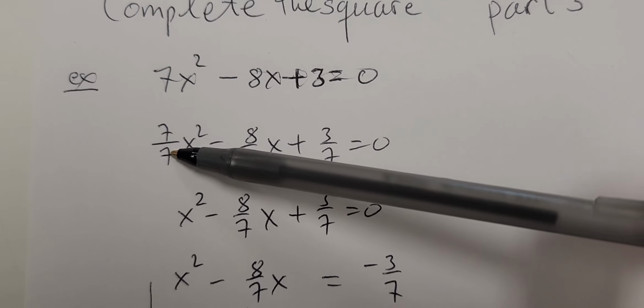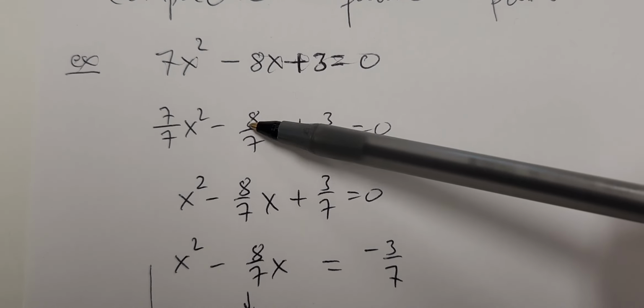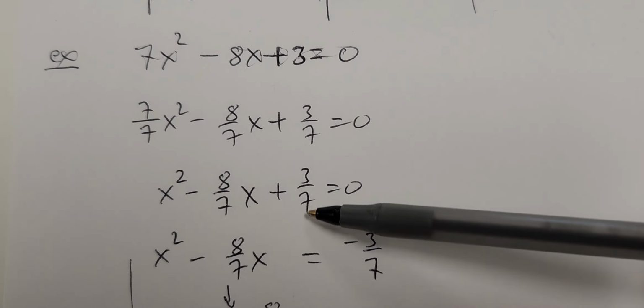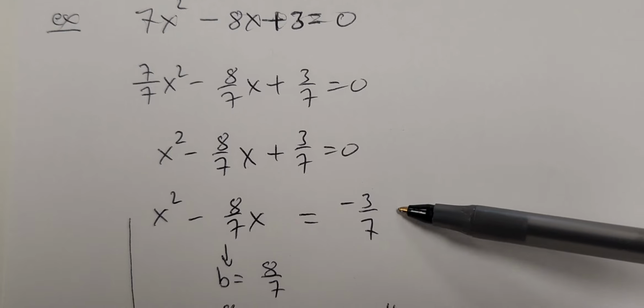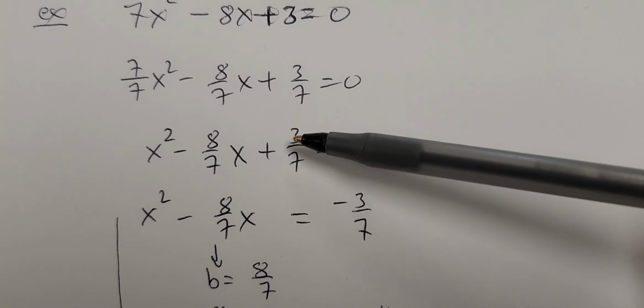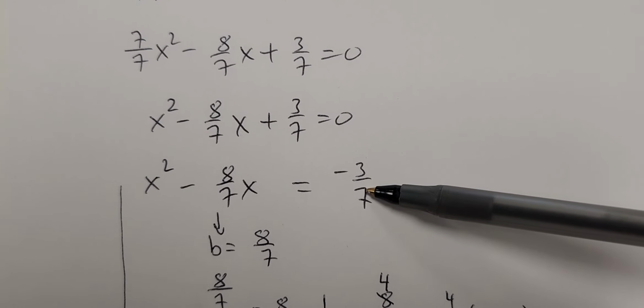Next, 7 divided by 7 gives me 1, so here's the 1, and then 8 over 7, and then 3 over 7. Next, I want to put this 3 over 7 on the right side, so move it over to the right side, and now it becomes negative 3 over 7.